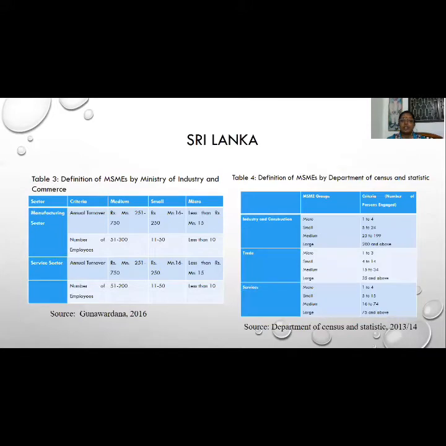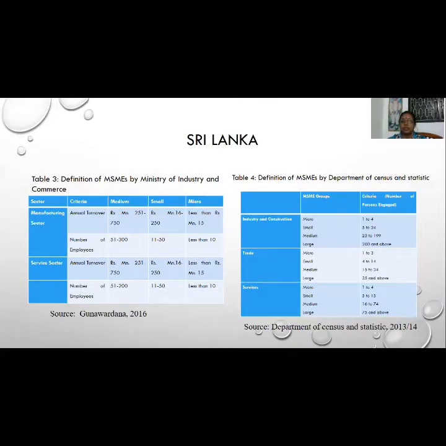Then we can move towards the Sri Lankan context. The Ministry of Industry and Commerce and the Department of Census and Statistics have defined these differently. There are two sectors for the definitions. First, table 3 shows the manufacturing sector, based on annual turnover and number of employees. The maximum is 750 million annual turnover and 300 employees for the manufacturing sector. But in the case of the service sector, the maximum is 700 million rupees and 200 employees. So this is the definition given by the Ministry of Industry and Commerce.